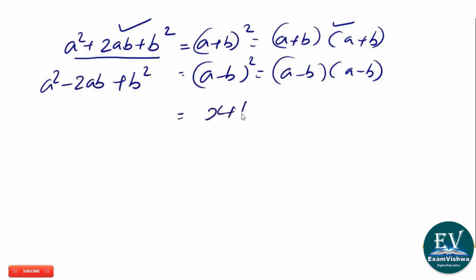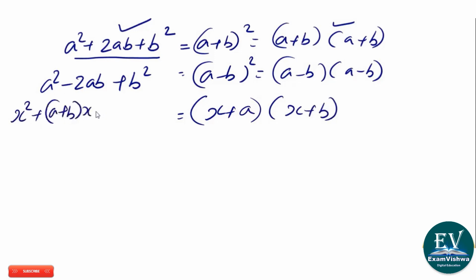In the last chapter you studied x plus a into x plus b, again in product form, and the expansion is x square plus a plus b into x plus a into b, ab. That means this particular expression can be written in product form.